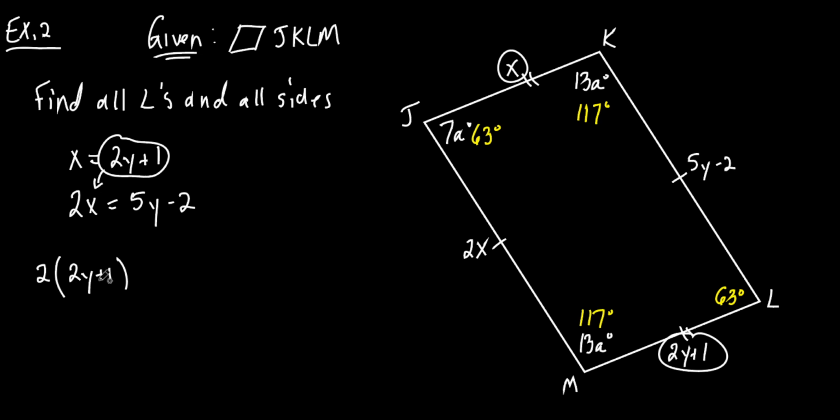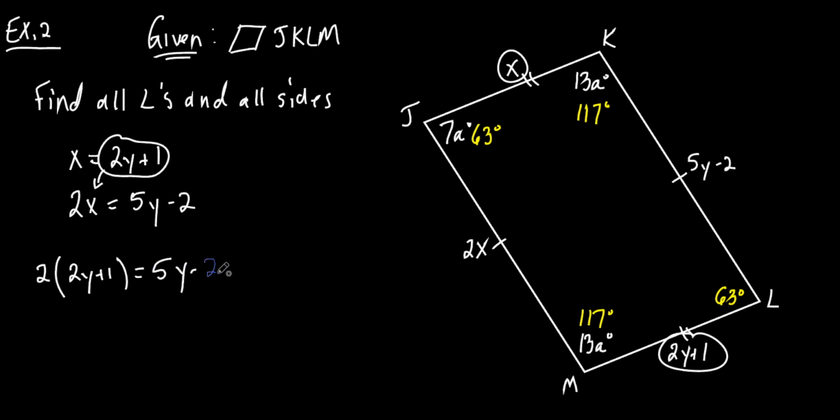That's 2x. What? Mr. Hammer, that doesn't look like an x. Well, sure it does, because it's equal to x. That's exactly right. We substituted it in. Let's finish up the second equation. There's my 2x equals what? 5y minus 2. You got it.